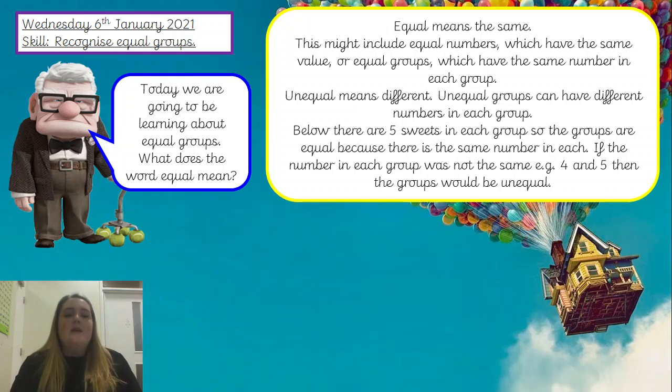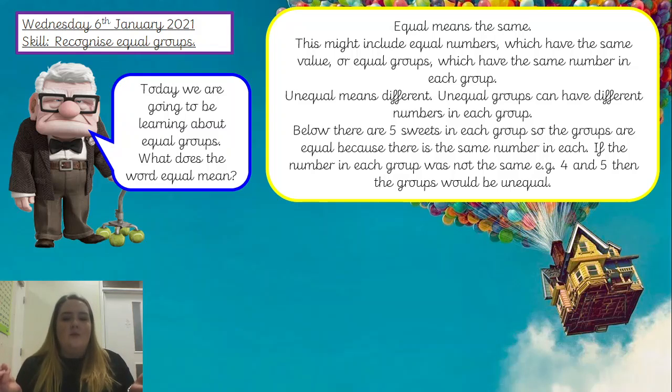Okay, so equal means the same. So for example, when we're comparing a number, if we had 15 and 15, we wouldn't use the greater or the less sign, we would use the equal sign because they are the same number. So this might include equal numbers that have the same value, or it might be equal groups which have the same number in each group. So unequal then means different. Okay, so unequal, you might have 11 and 12, they are not the same number. Unequal groups can have different numbers in each group. So you might have 15 in one group and 20 in another group, and those groups will not be the same, they are unequal.